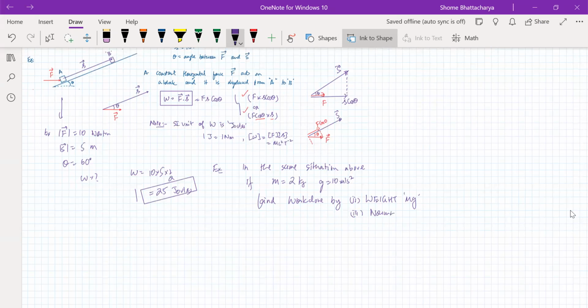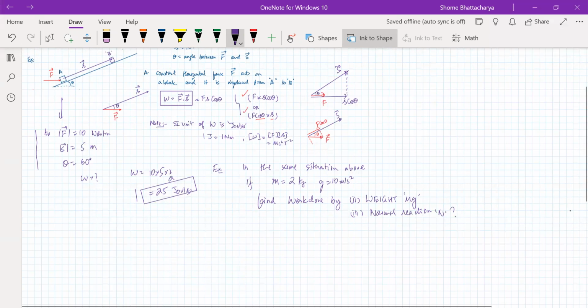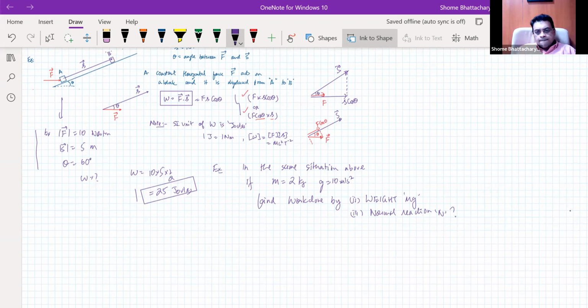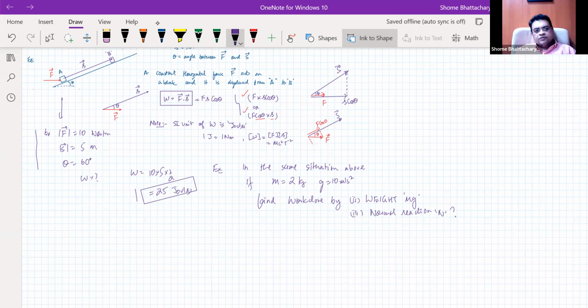So what is the displacement? The displacement is 5 meters. That angle is 60 degrees, this over here. Sir, same force? Sorry, come again. Sir, yes, the force is 10 newtons only. Yeah, that force F, the external force, if you are applying horizontally, that is 10 newtons. So work done by this force is 25 joules.